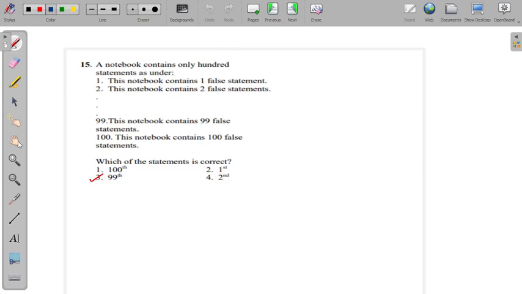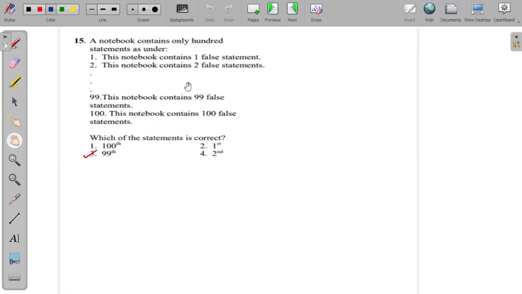15th question, a notebook contains only 100 statements as under. This notebook contains one false statement. Second, this notebook contains 2 false statements. Similarly, 100th statement, this notebook contains 100 false statements. Which of the following statements is correct? It's kind of a logical one. You have to verify with the options.